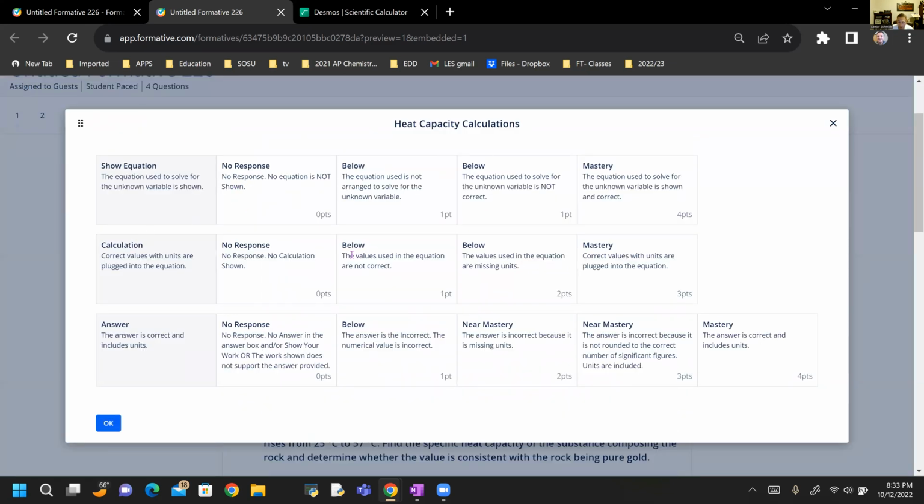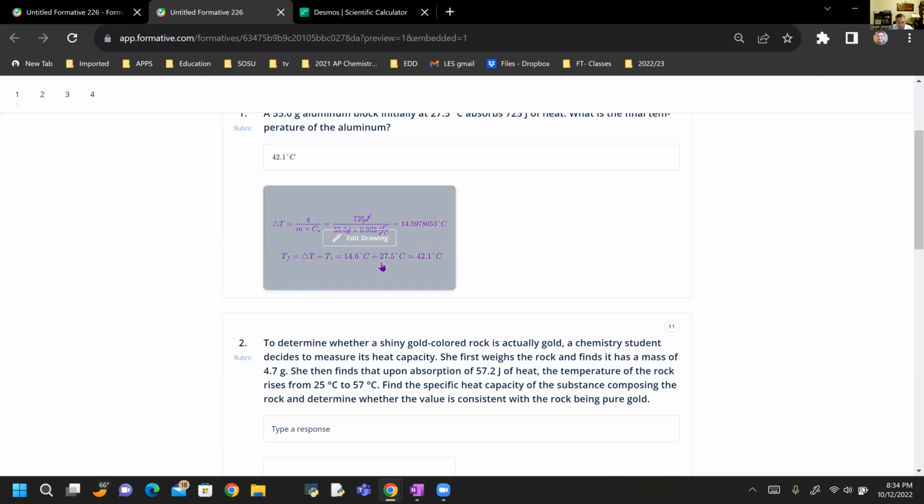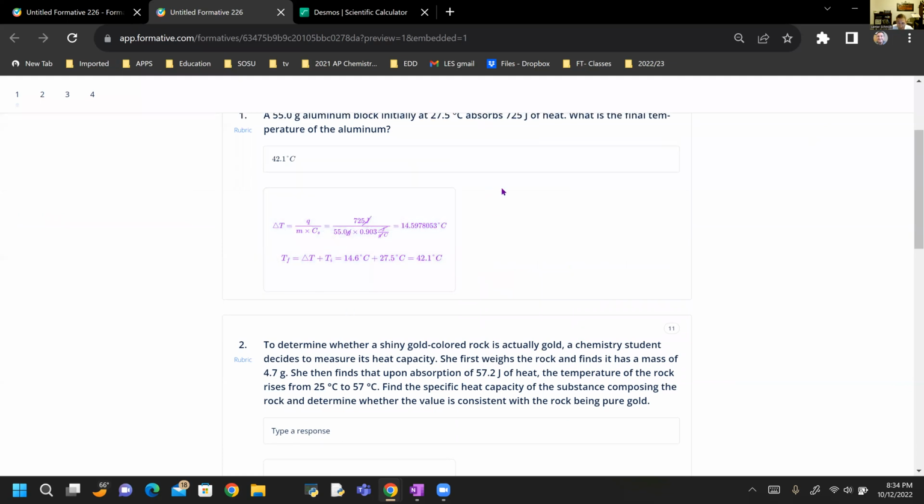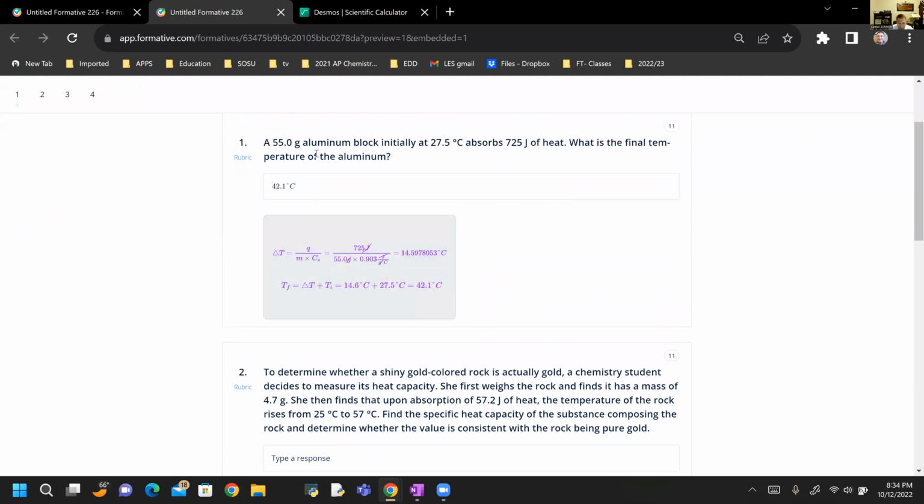Did we use our units? Do we have the correct values with units plugged into the equation? Well, as far as we know, we have the correct values. We checked them. We had 725, we had 55, we got the 0.903 from the chart. And then we have the 27.5 as our initial. So yeah, it looks like we got all the values in correct. They have the units canceled out. So we're looking pretty good on that.